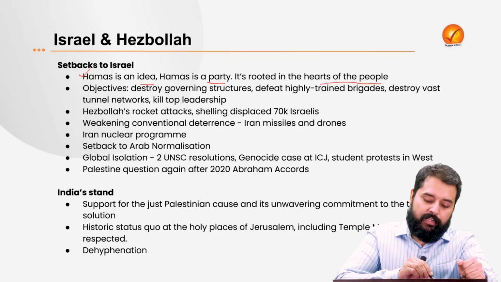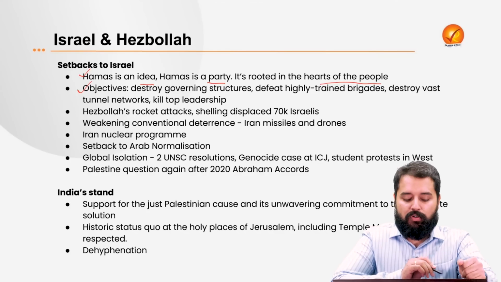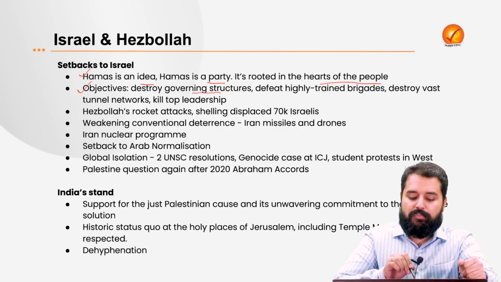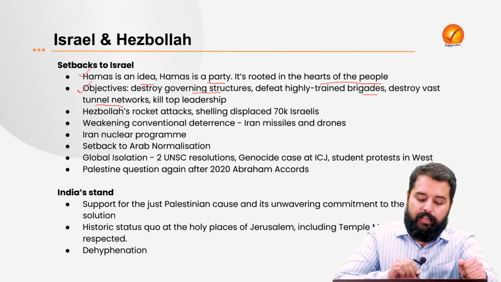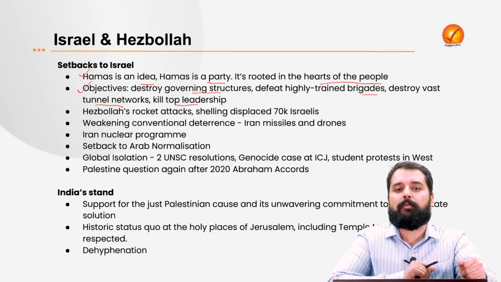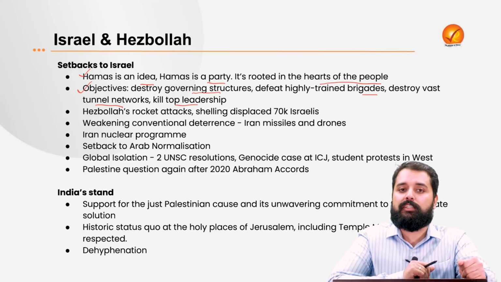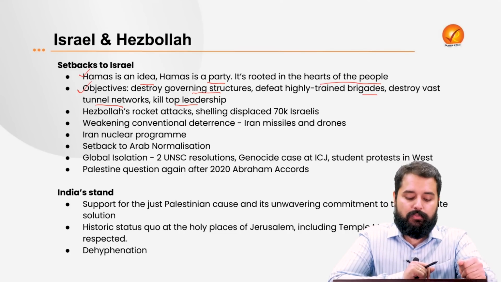The objectives that Israel sought to achieve through this war were to destroy the governing structures of Hamas, to defeat its highly trained brigades, to destroy the vast tunnel networks that Hamas has built to enter into the Israeli territory, and to kill the top leadership of Hamas. But still there is no clarity whether Israel has been able to achieve these objectives, and the war continues.